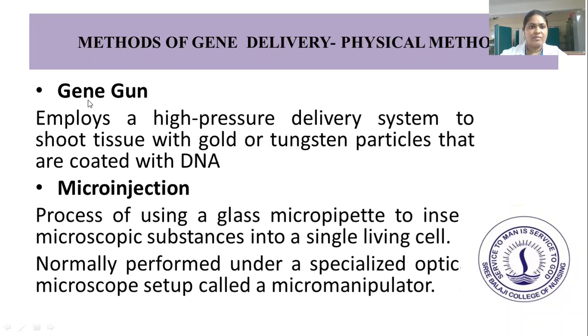One is a physical method: the gene gun, which employs a high-pressure delivery system to shoot tissue with gold or tungsten particles coated with DNA. Next is microinjection, the process of using a glass micropipette to insert a microscopic substance into a single living cell, normally performed under a specialized optical microscope setup called the micromanipulator.